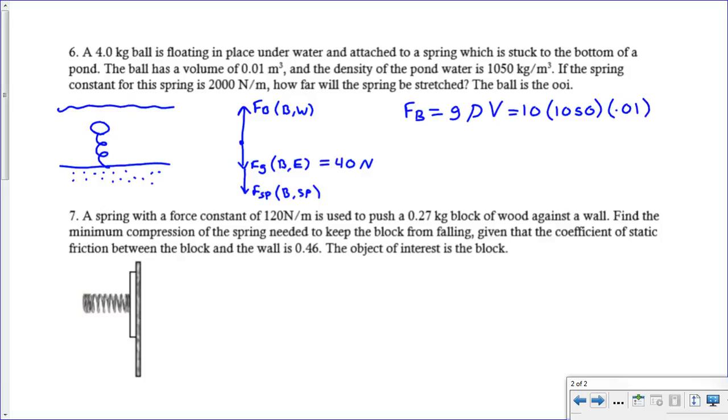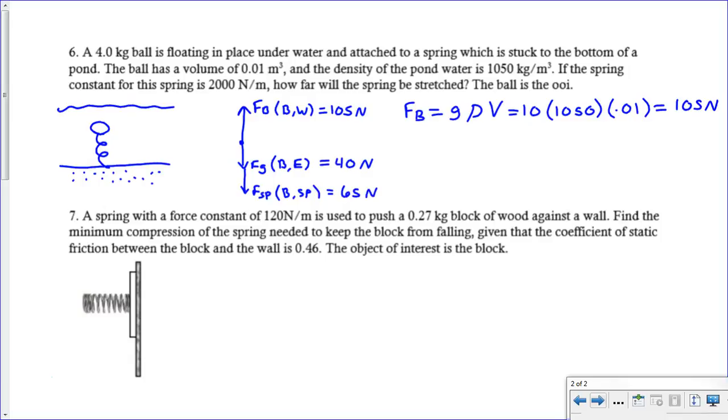I've given it to you in meters cubed, so you don't have to do that conversion. So that's all pretty nice. If you multiply those together, you should get 105 newtons. So buoyant force here, 105 newtons. Now we know, if we're considering the fact that they're balanced, that the spring force needs to be 65 newtons.